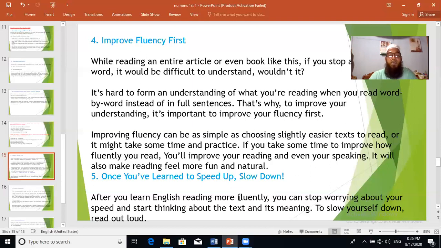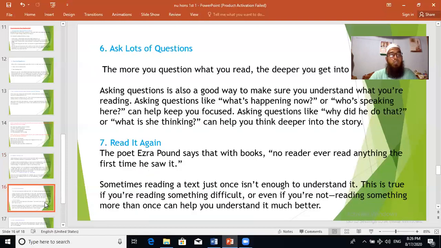When you have been very fast in reading English books or stories, then if you want to get the meaning or content of the text, I mean profoundly, deeply, at that time you have to slow yourself down. How can you do it? You start reading aloud, because when we read aloud, we cannot read so fast. That's the technique to slow yourself down.